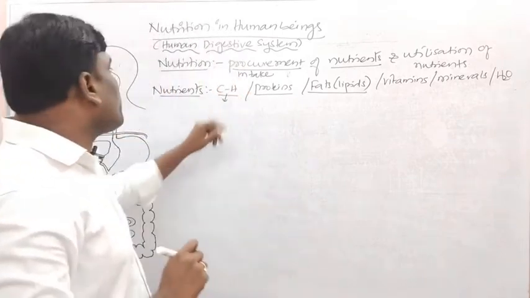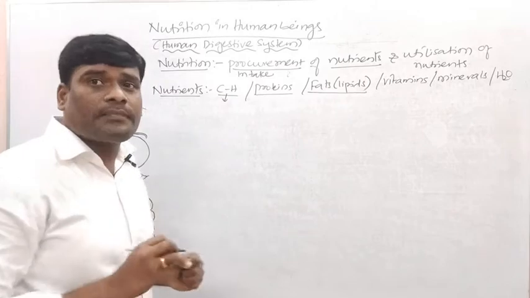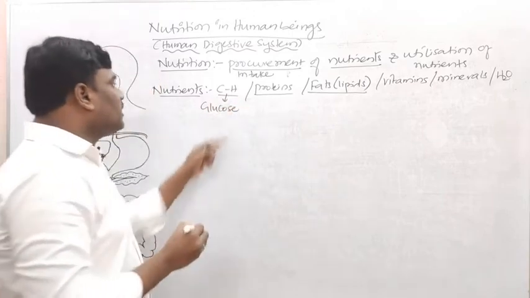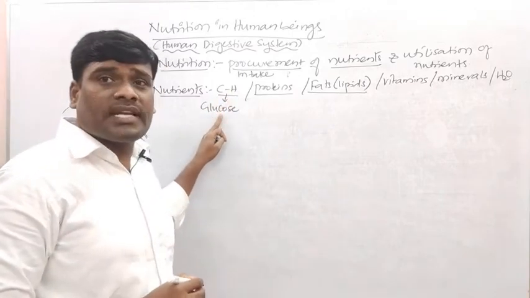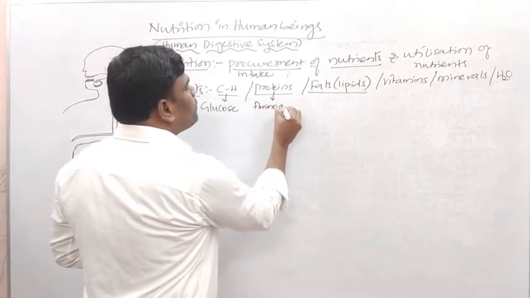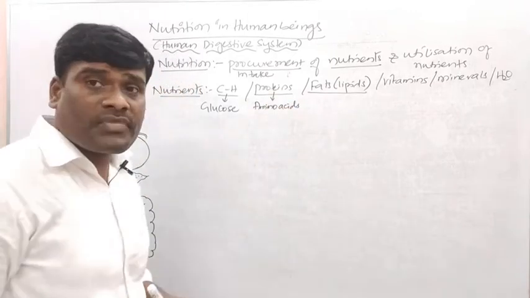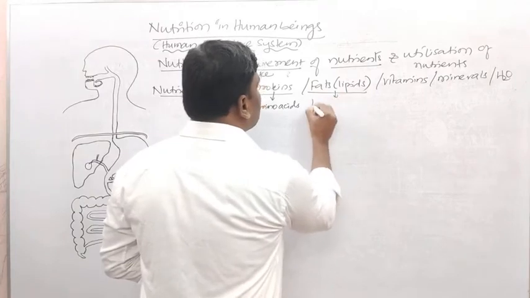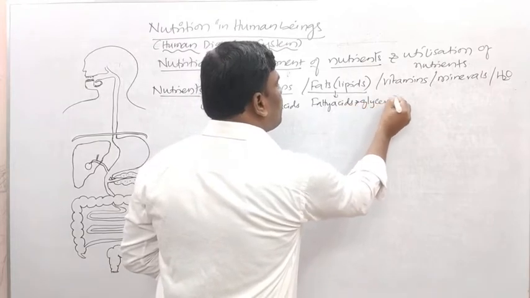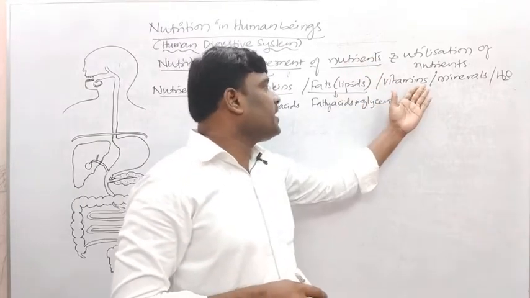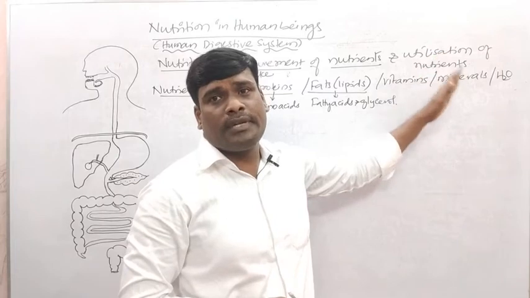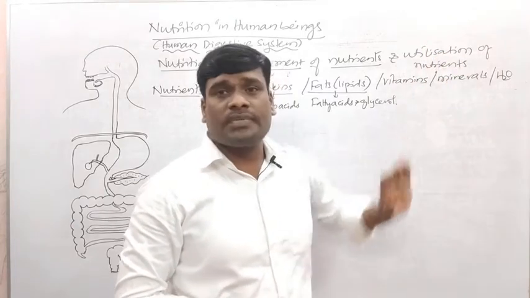Right. So carbohydrates have to be converted into a simple substance, that is glucose, isn't it? And what about the proteins? Proteins should be converted into amino acids. Right? And what about fats? Fats must be converted into fatty acids and glycerol, isn't it? As we have already discussed, vitamins and minerals are very simple, so they need not be digested or converted into simple ones because they are simple substances only.